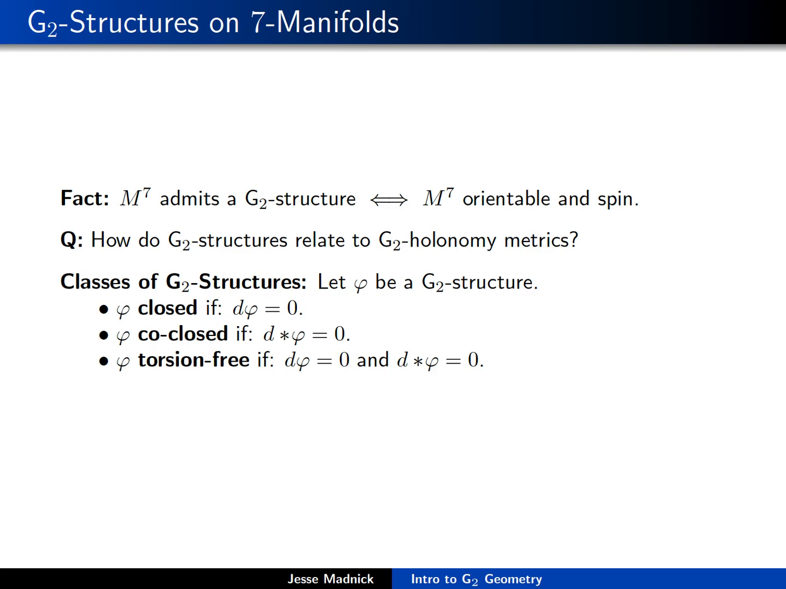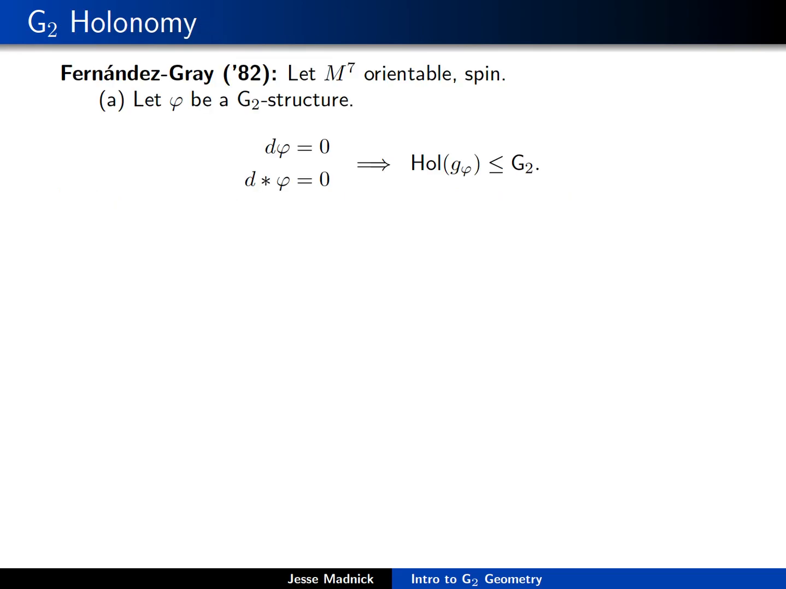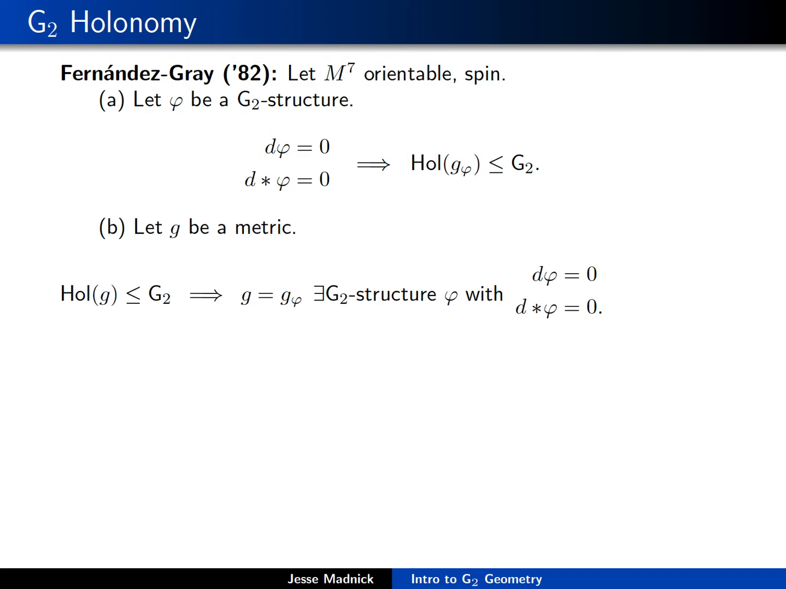co-closed. The reason we care about this is explained by the following theorem of Fernandez and Gray. Let M be an orientable spin 7-manifold. If you have a G2 structure that's torsion-free, meaning it's closed and co-closed, then its induced metric has holonomy contained in G2. Conversely, every metric whose holonomy is contained in G2 arises in this way.